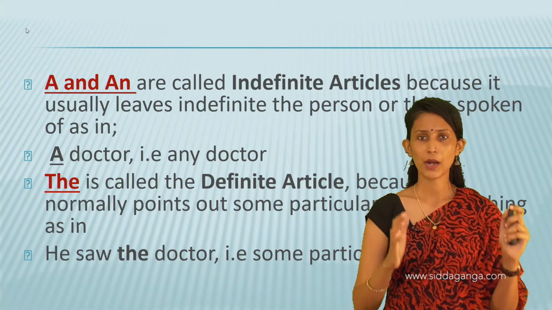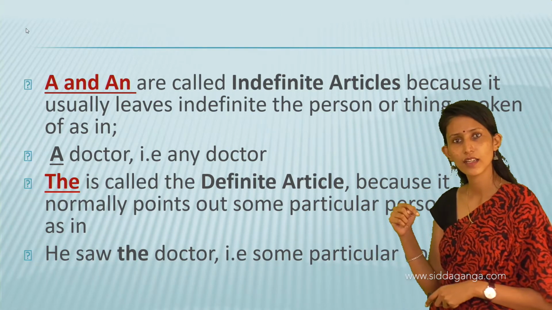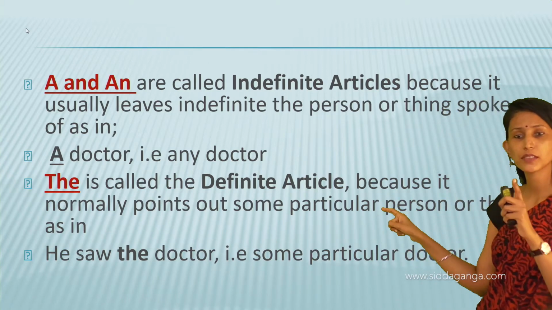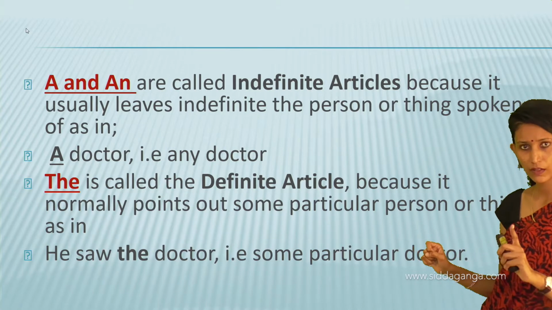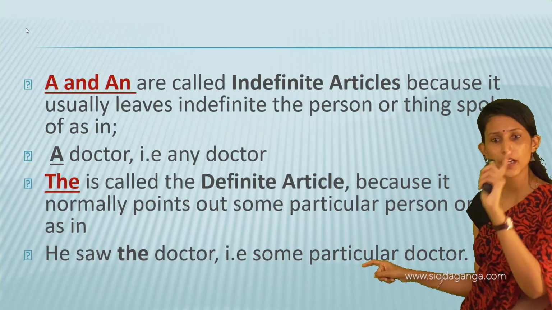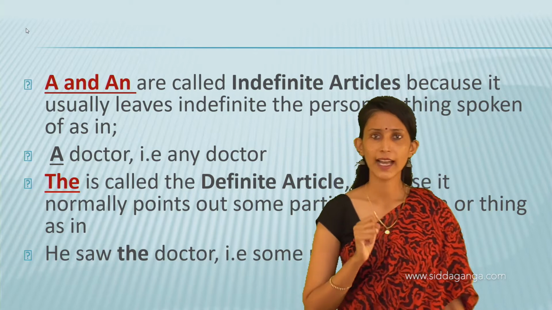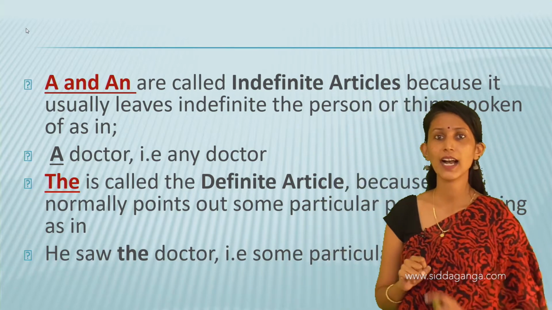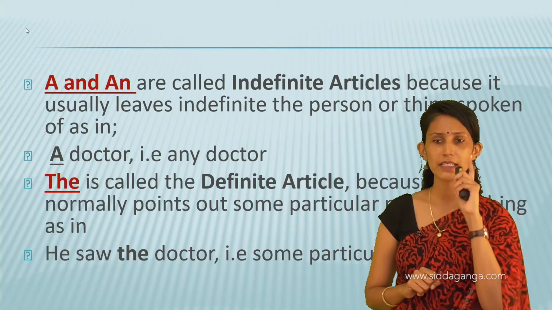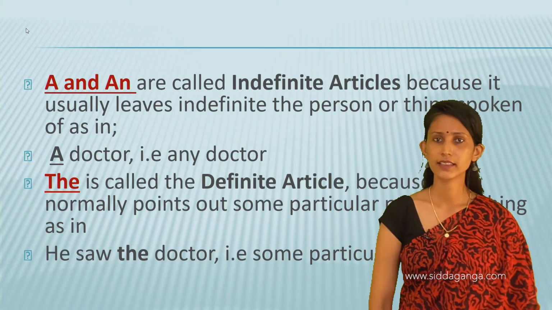It's not giving you a proper cause. Whereas, "the" is considered to be a very definite article. Why? In the same example, because it points out a particular person. See the example here: He saw the doctor. That is one particular doctor. Now, if I'm walking on the street and I tell you, I saw that doctor, I saw the doctor, I'm definitely telling you about that one particular doctor who has a clinic on that street.